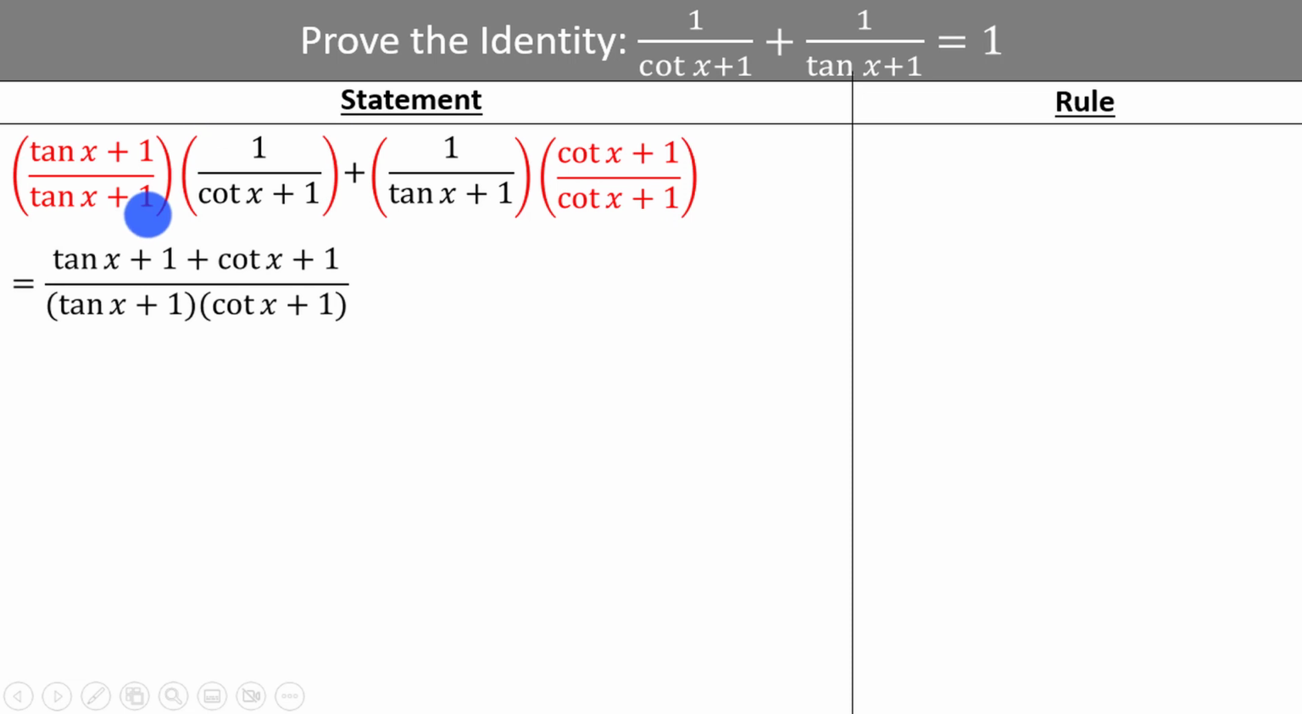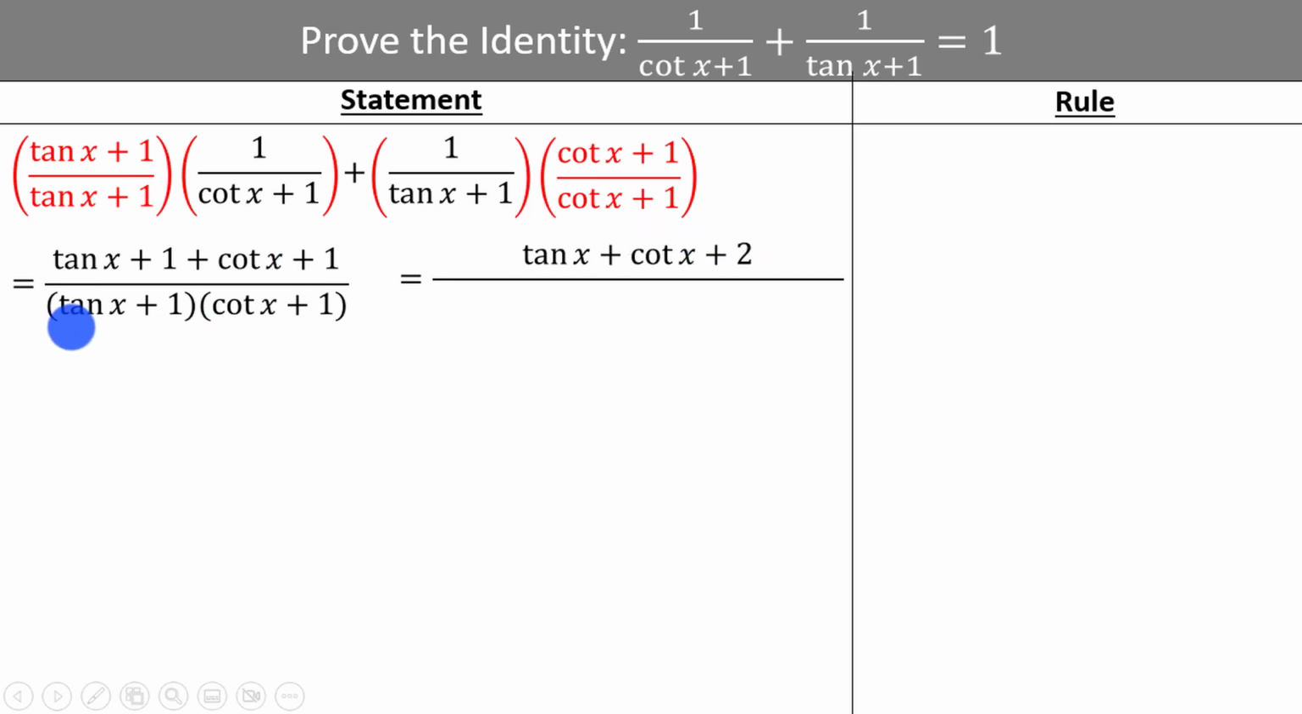When we distribute, we will get tangent of x plus 1 plus cotangent of x plus 1 divided by the common denominator of tangent of x plus 1 times cotangent of x plus 1. Take a moment to make sure you understand how I got from this step to this step. Okay, from here we can combine some things in the numerator. 1 plus 1 is 2, so we have tangent of x plus cotangent of x plus 2.